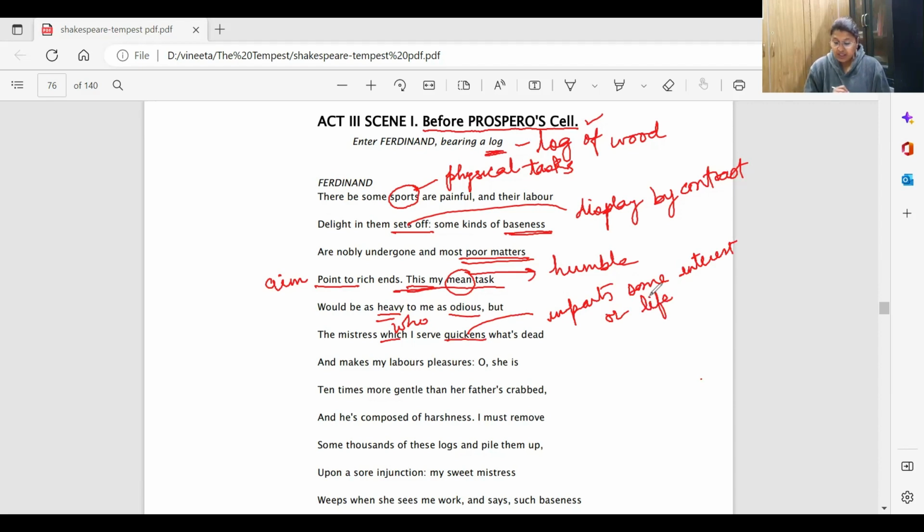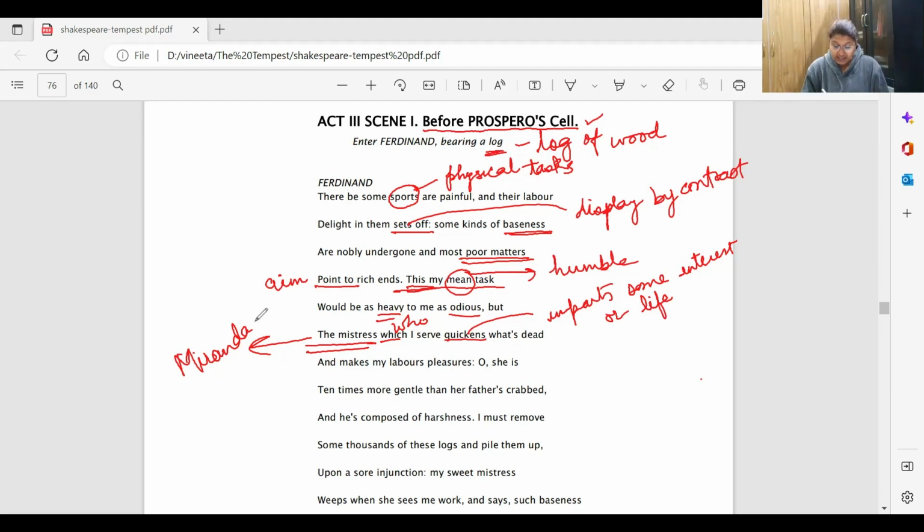But the mistress whom I serve quickens, it gives some interest or life to what's dead, and makes my labors pleasures. Now, who is the mistress? Here he is referring to Miranda. She imparts some interest or life to what is dead and makes my labors pleasure. And in this way, this laborious task has become very pleasurable for me.